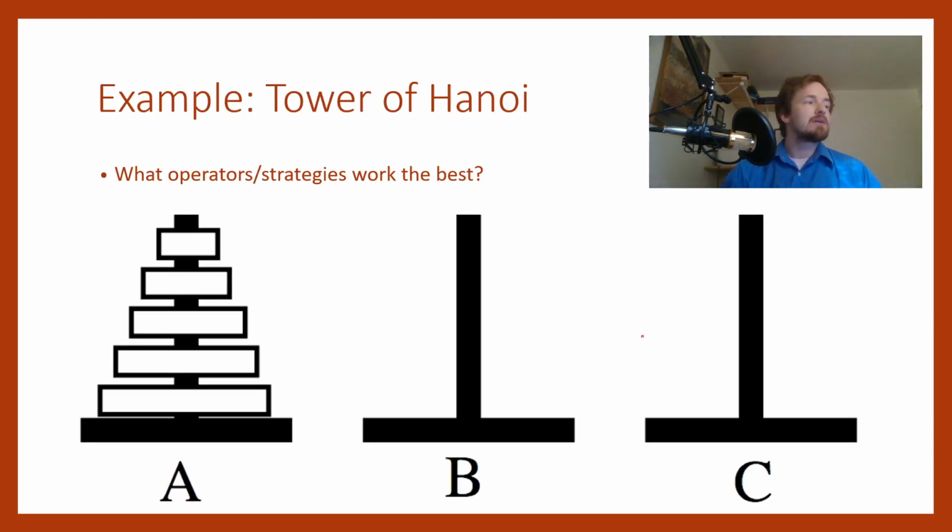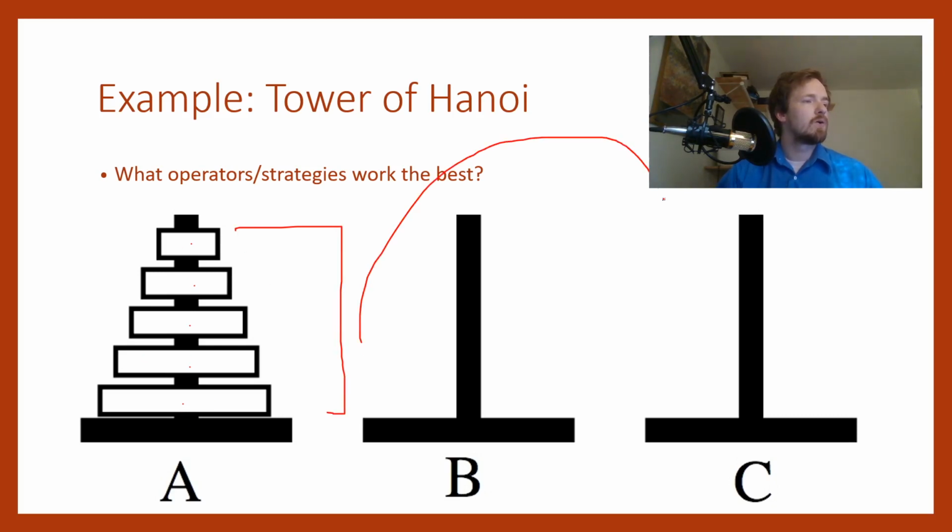All right, so here is another example of operator selection. This is an old riddle or old puzzle. Your goal is to essentially get these 5 discs that are on this peg and move them all in this order over to the C peg. So how do you do that?